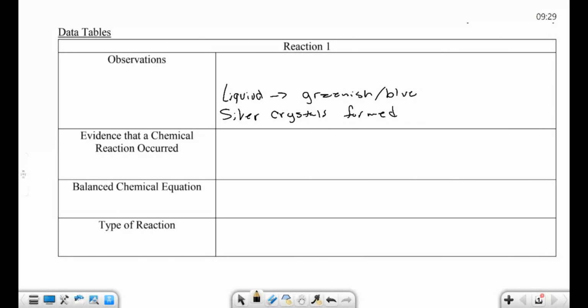Evidence that a chemical reaction occurred? Change of color, very good. And there was a precipitate formed, right? A different solid form. What did we say the precipitate was? What crystals were being formed? Silver crystals. PPT is the abbreviation for precipitate. Silver crystals. Okay. Awesome.